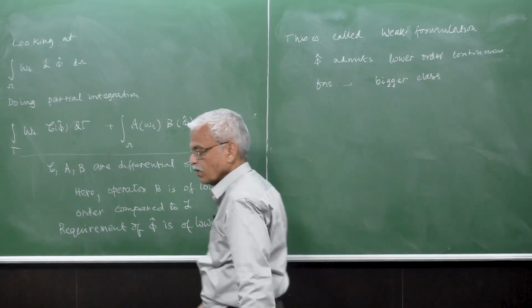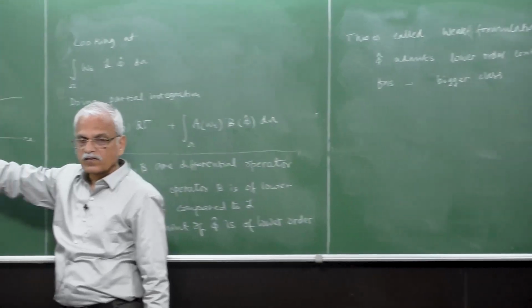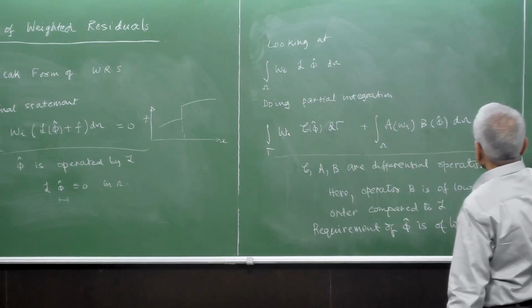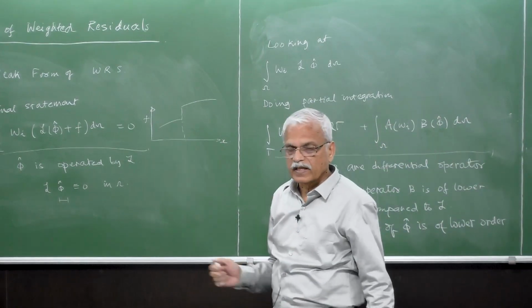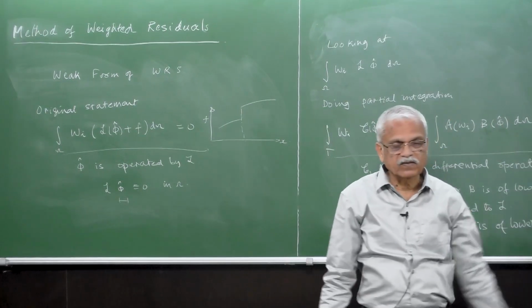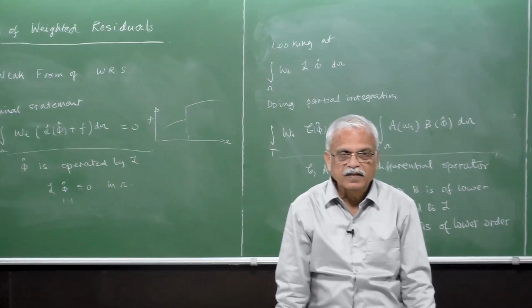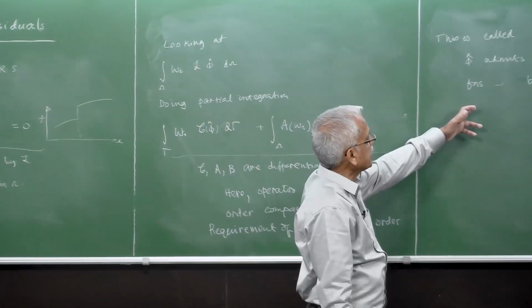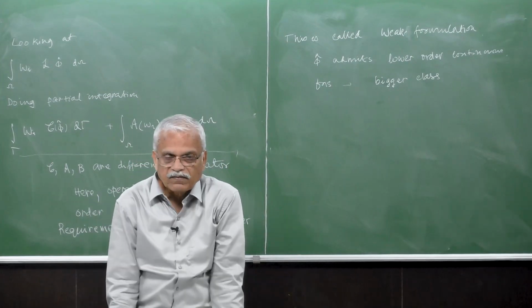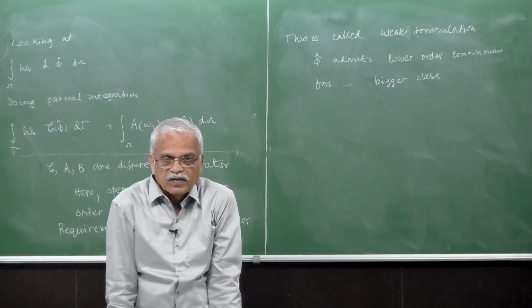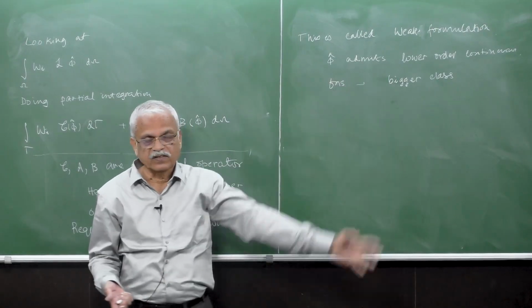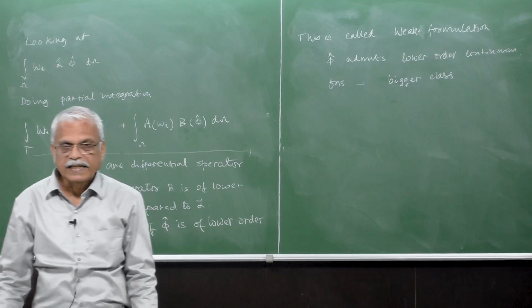Say for example, here this requires C1 continuity, whereas here this admits much lower order. If this requires C2, then this requires only C1. We will talk about that a little later. So we require only C1 continuous functions. With this weak formulation, it will be much easier to construct these kinds of functions because they are of lower order nature.